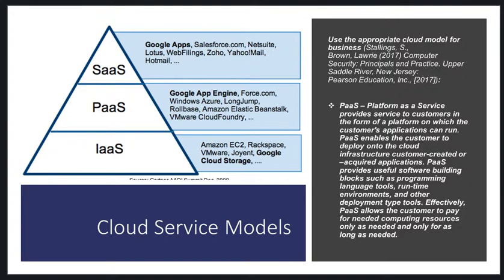Examples of PaaS would be the Google App Engine, Force.com, Windows Azure, Longjump, Rollbase, Amazon Elastic Beanstalk, and VMware Cloud Foundry. And there are other examples. These are just a few.